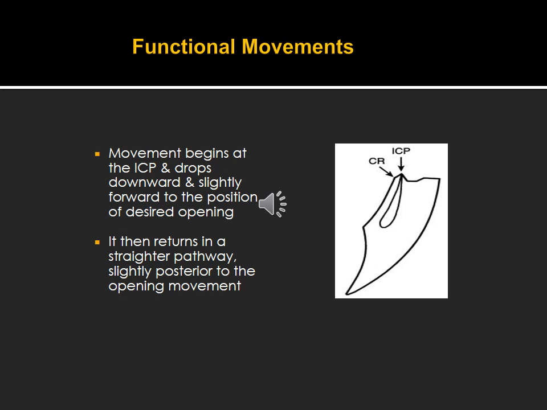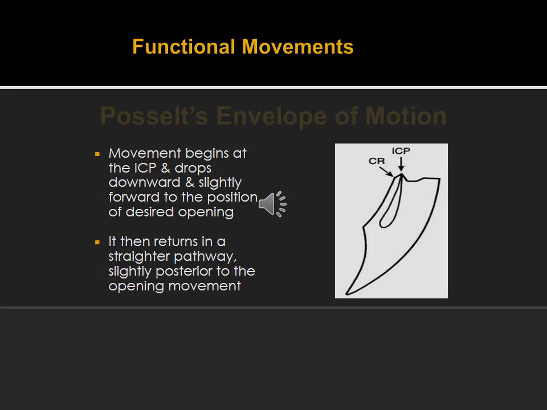Again, as we said, the functional movement starts from the intercuspal position, dropping downward slightly a little bit forward to the desired position of opening, and then returns a little bit in a straight pathway, slightly posterior to the opening movement on the way back. Again, it is within the border movement.